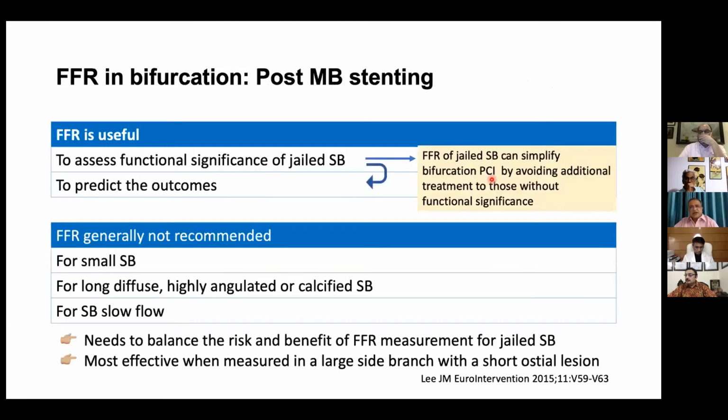Once you have stented the main branch, again FFR is useful to assess the functional significance of the jailed branch, because if it is narrowed, it has implications for the outcomes. It is again not recommended when you have a small side branch, or a diffuse, angulated, calcified side branch, or if the flow is less. So there needs to be a balance between risk and benefit of measuring the side branch in a jailed side branch. FFR is most effective in such situations when it is measured in a side branch which is large and which has a short ostial lesion.